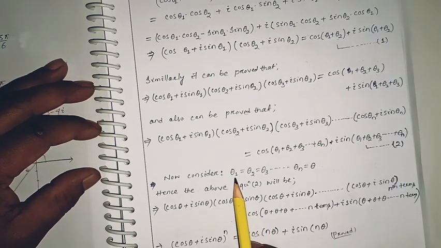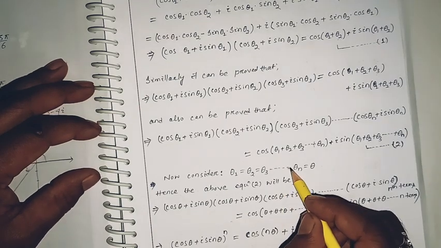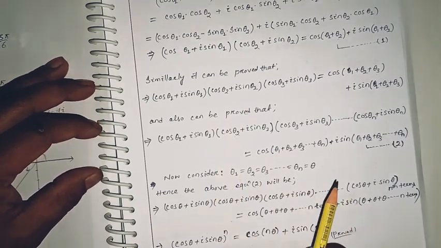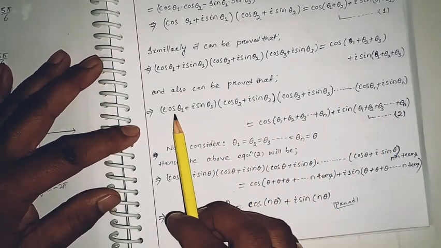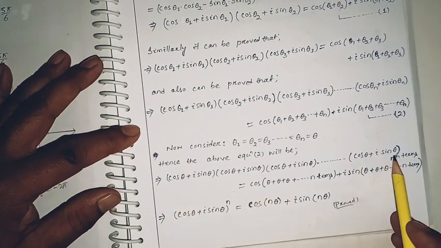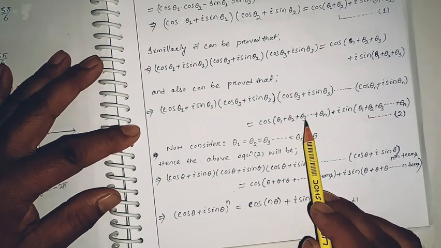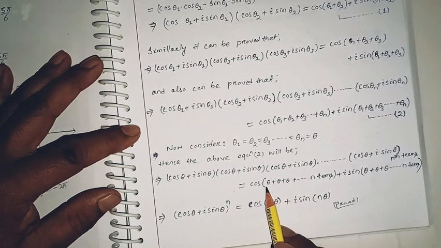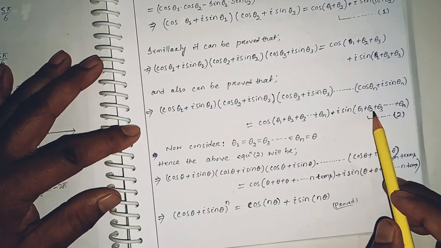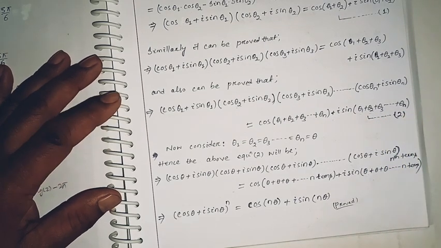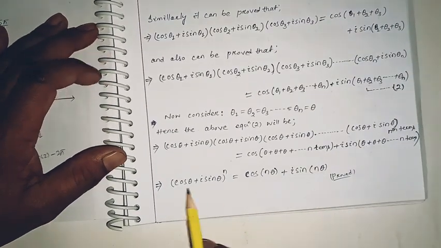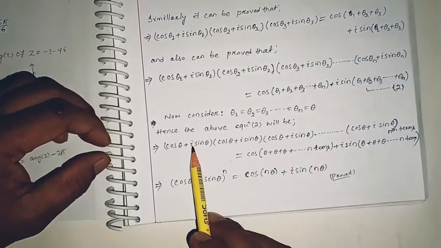Now consider theta 1 equal to theta 2 equal to theta 3 up to theta n equal to theta. Hence equation number 2 will be, the left hand side written as such, equal to cos of theta 1 plus theta 2 plus theta 3 up to theta n, which we write as theta plus theta up to n terms, plus i sin of the same sum, theta plus theta up to the nth term.